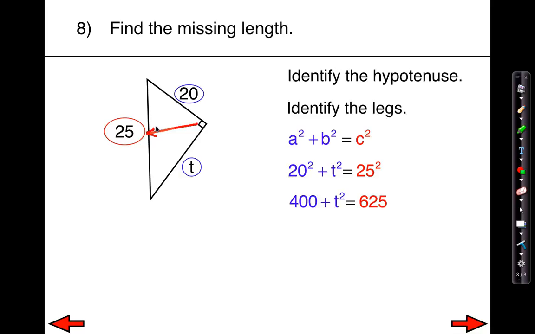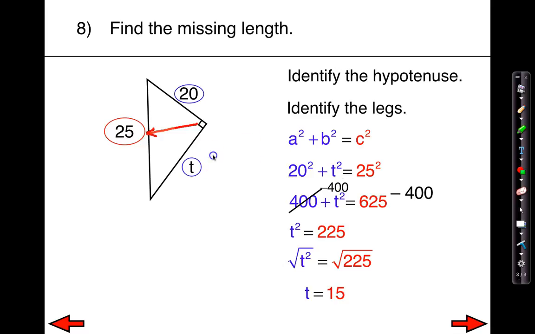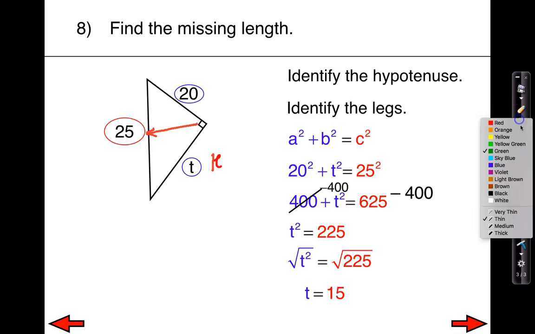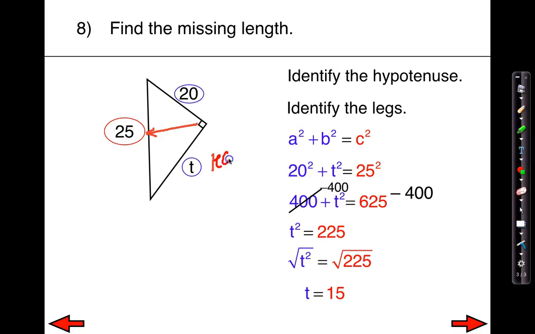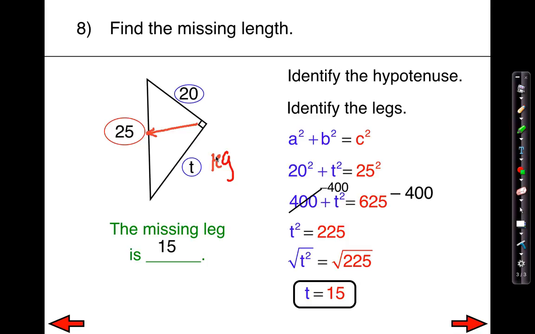So we're just going to go ahead and try to isolate t squared for now. So we're going to subtract 400 from both sides, leaving us with t squared equals 225. Now, simply take the square root of both sides, and we're left with t equals 15. So here, t is one of the legs, because again, it's not across from the right angle, so it's definitely not the hypotenuse. So I'm going to say that the missing leg is 15.